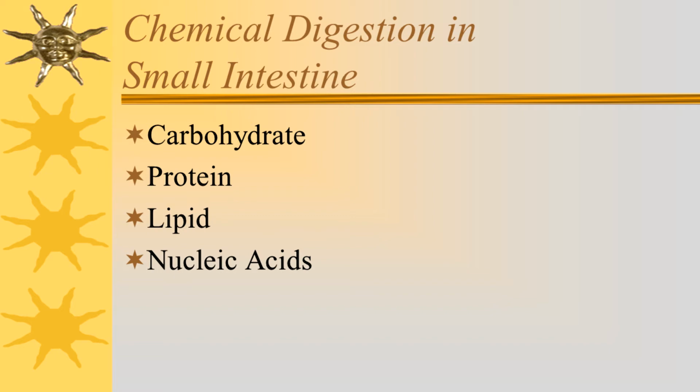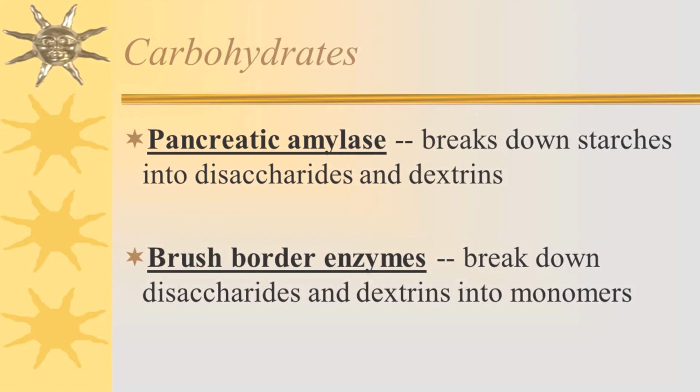Okay, so now we're just going to take a look broadly at chemical digestion of these various biomolecules in the small intestine. So this will be kind of a broad overview. So carbohydrates, where in the GI tract does carbohydrate digestion begin?